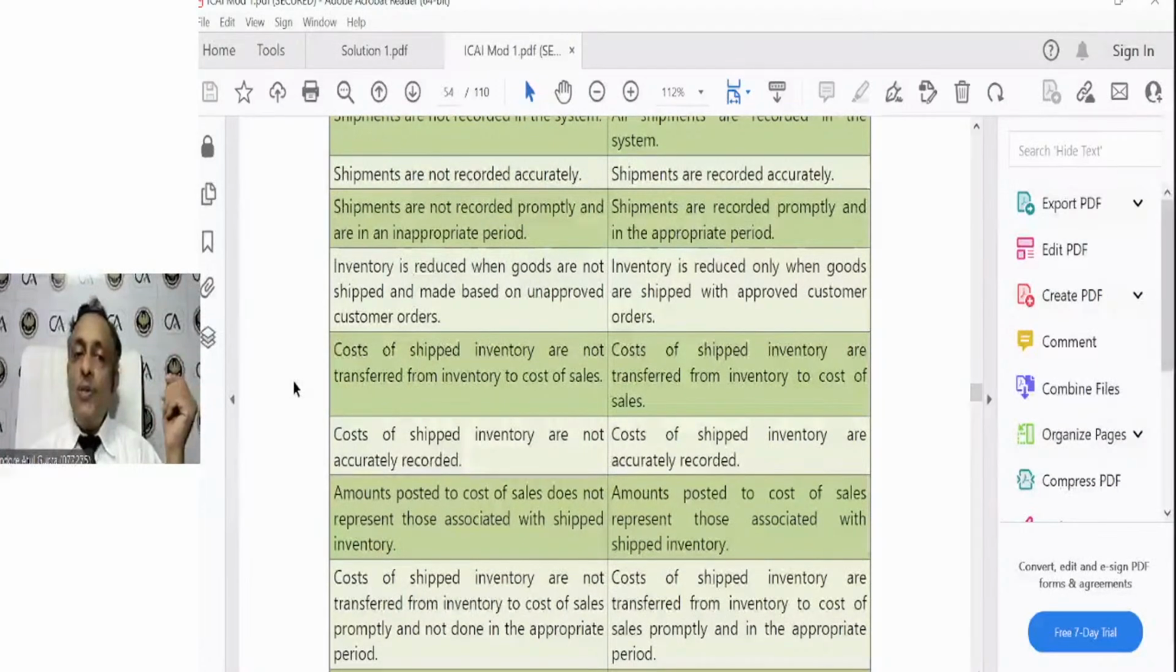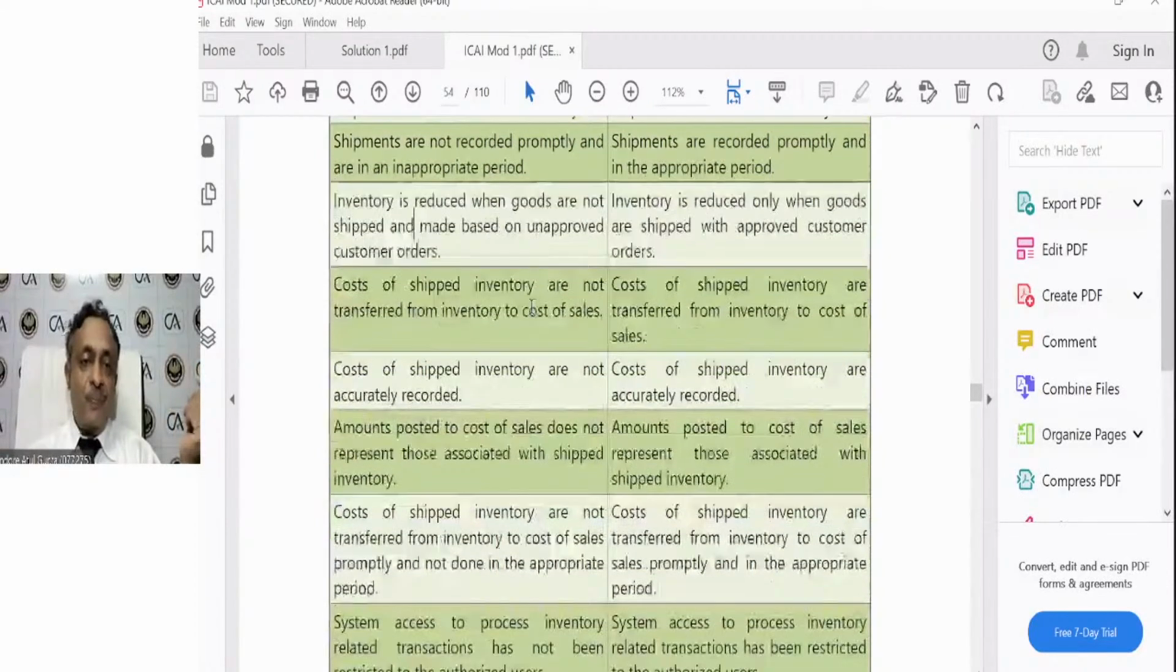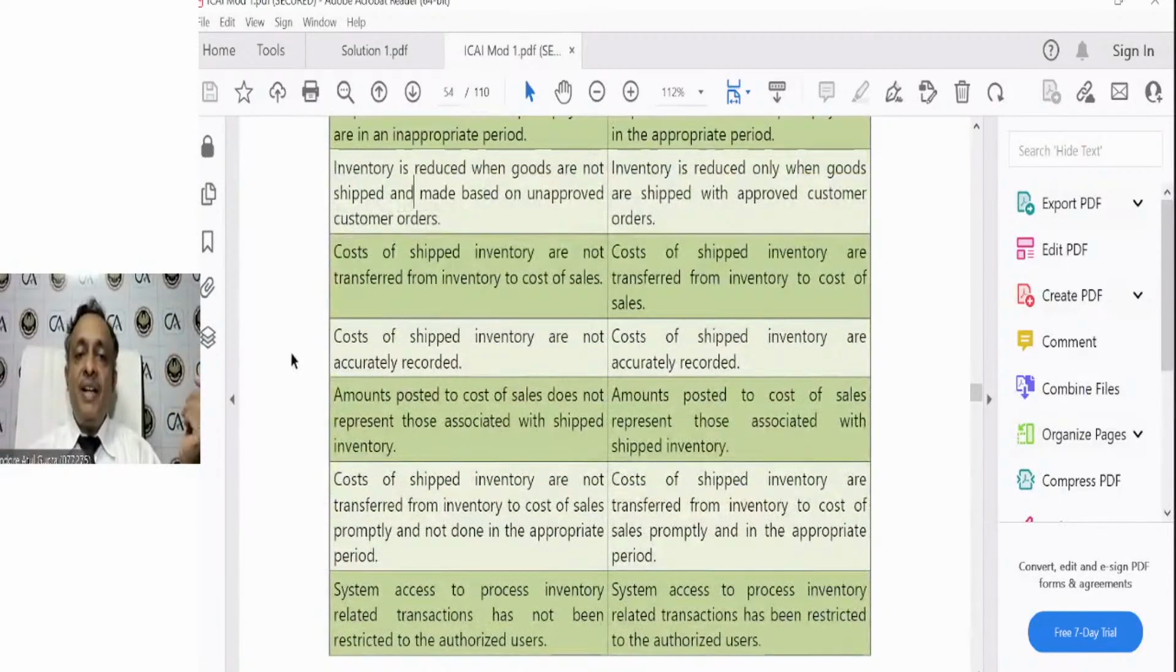Then inventory is reduced when goods are not shipped and made based on an approved customer order. Please understand that because your shipments are not being recorded properly, whether the item exists in inventory or not is not trackable. It is not traceable. Based on that wrong data, you take a wrong decision. Very, very critical.